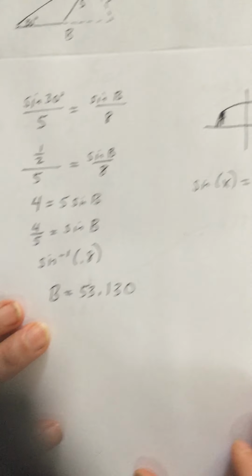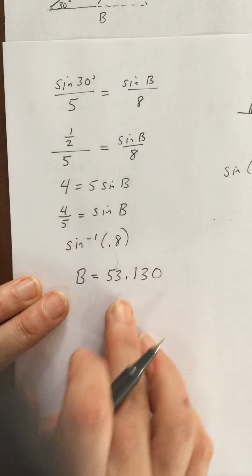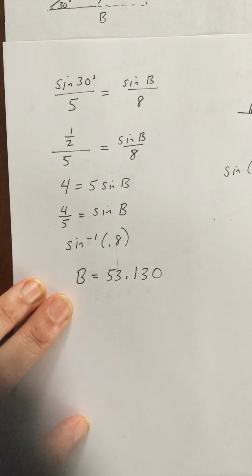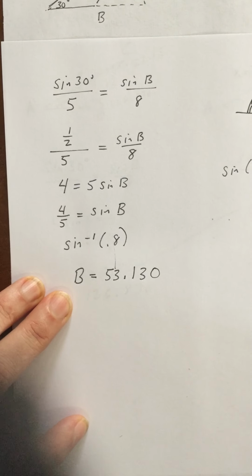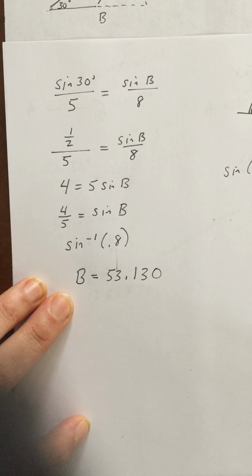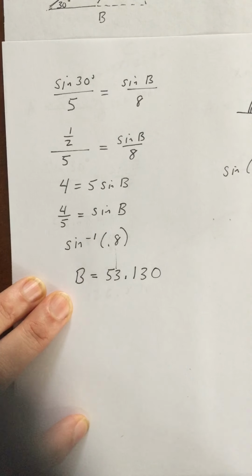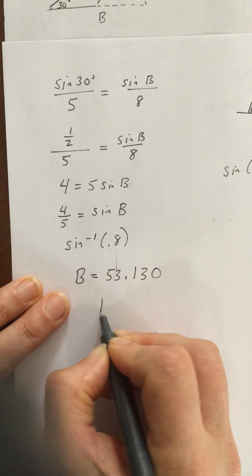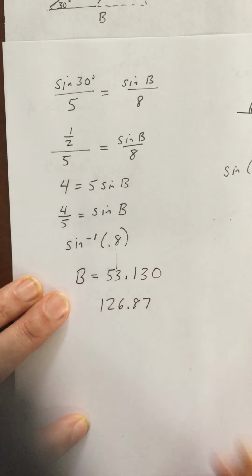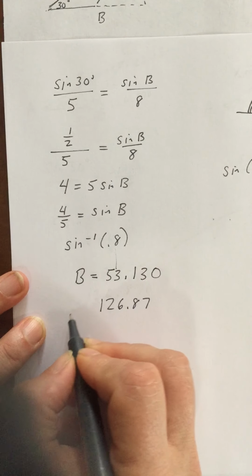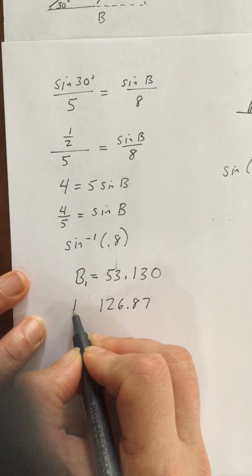Okay, so what that means for this problem is b could be this angle, or b could be the supplement of that angle, and they both have the same sine value. So I could do 180 minus 53.13, and I'm going to get 126.87. So that is going to be the other, I'll call it b sub 1 and b sub 2 maybe.